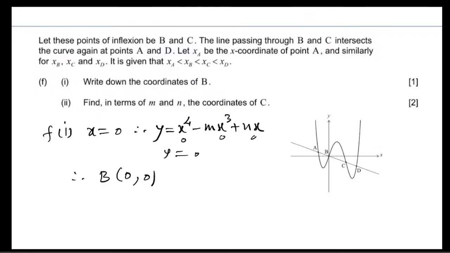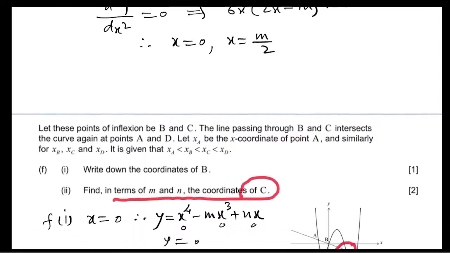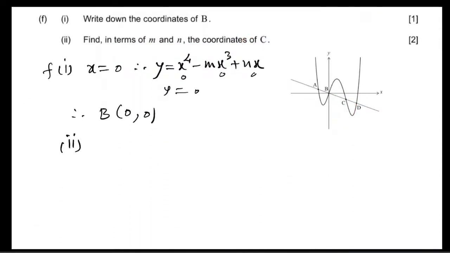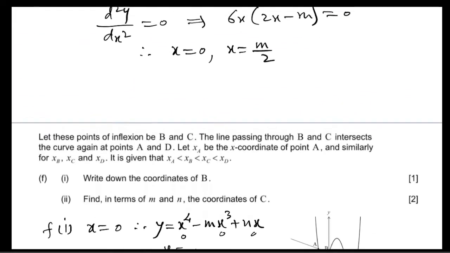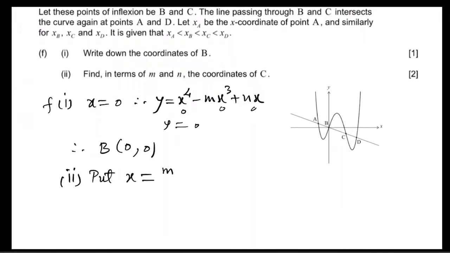Right? Now the second part says find in terms of m and n the coordinates of C, right? We have to find the coordinates of C in terms of m and n. We already have the x coordinate of C, which is the point of inflection. So put x is equal to m by 2 again in the curve.